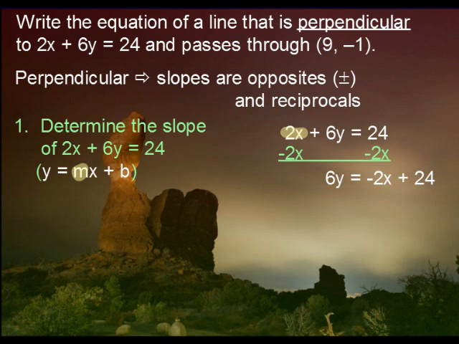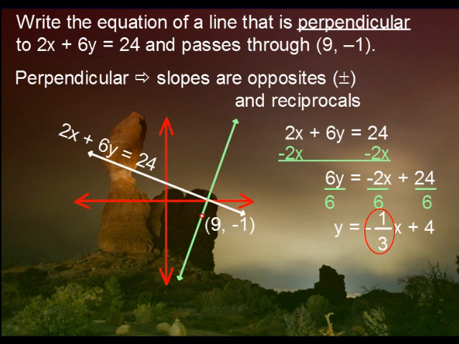Let's divide out that 6 there because we only want the y. We don't want that 6 there. So doing that, and you divide 6 into everything, this is what you get. Keep in mind that 2 over 6 reduces to 1/3, and 24 over 6 is 4. This is really unimportant. The only thing that's really important is that slope. Let's go back to the picture. The slope of the given line is negative 1/3, as you can see here.